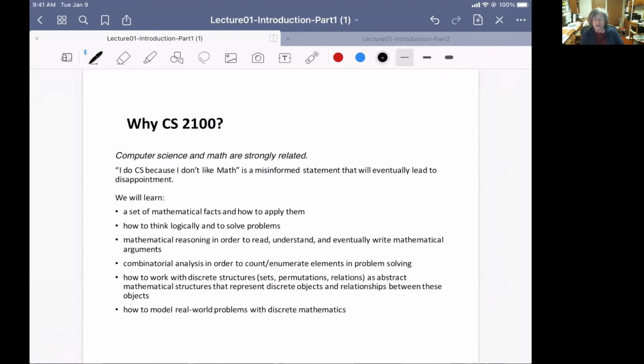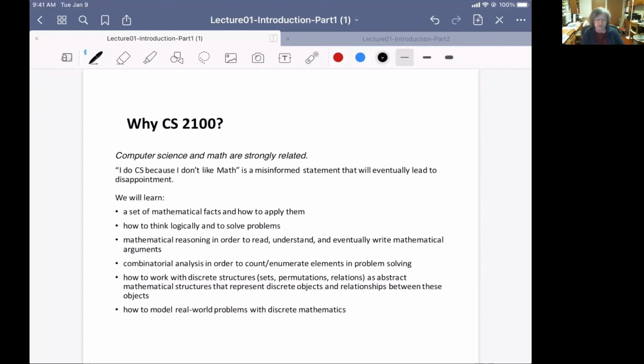So why do you have to take CS2100? Well, computer science and math are strongly related. And to say I do CS because I don't like math is misinformed. You may have had math classes that you didn't like, but that doesn't mean that you may not be good at math or you won't like it eventually.